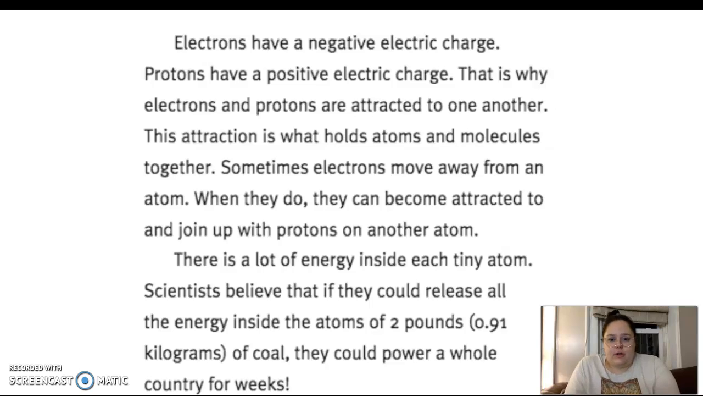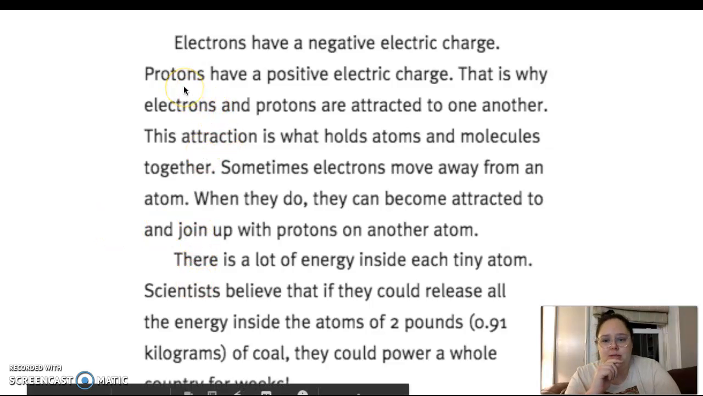The reason why electrons are on the outside is because they have a negative electric charge. Like when you look at a battery and one side says negative and one side says positive, things can either have a positive charge or a negative charge. And that determines what it's attracted to and what kind of energy it has. So electrons have a negative electric charge. Protons have a positive electric charge.